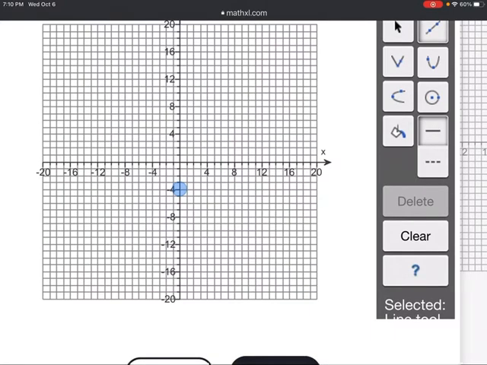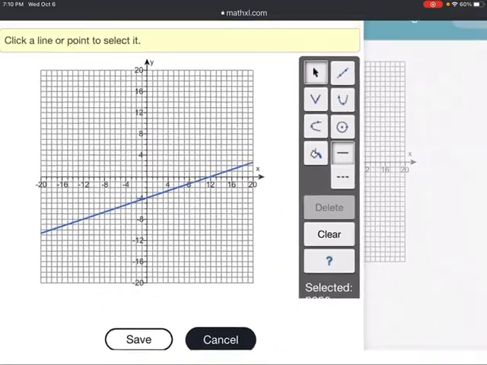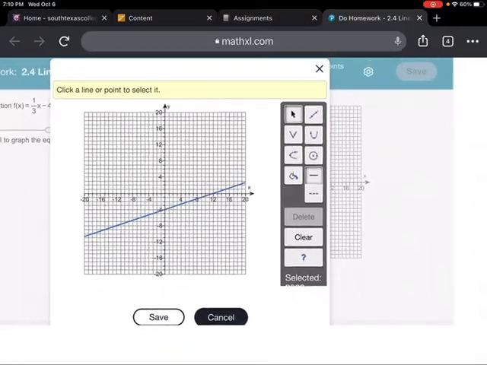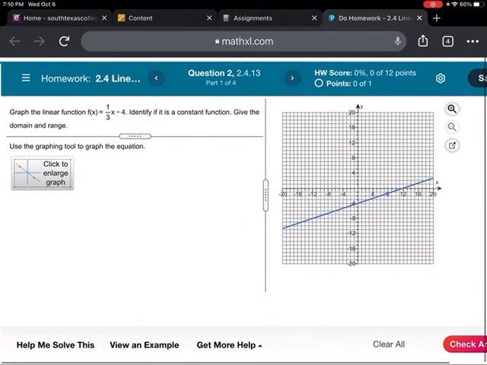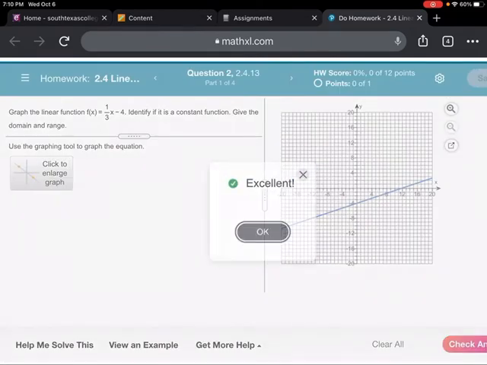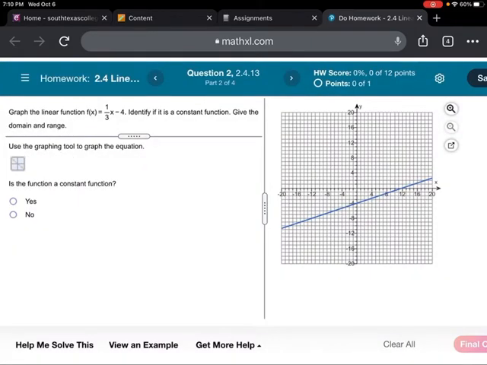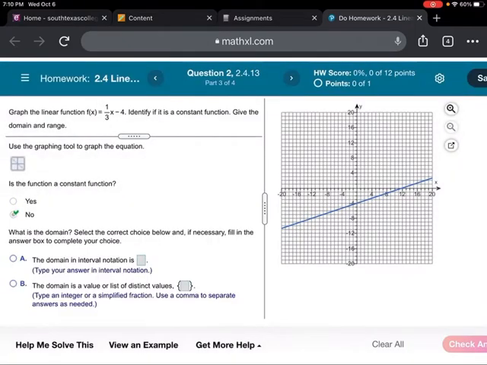So, boom, right there. And then I'm going to go up 1 and over 3 spaces. 1, 2, 3. Right there. Okay, so there's my graph. We're going to save it. And let me see. I'm going to check my answer. And so far, we're doing okay. Now, it's asking me if this is a constant function. So I'm going to select no, but then I'm going to show you guys when it would be a constant function.